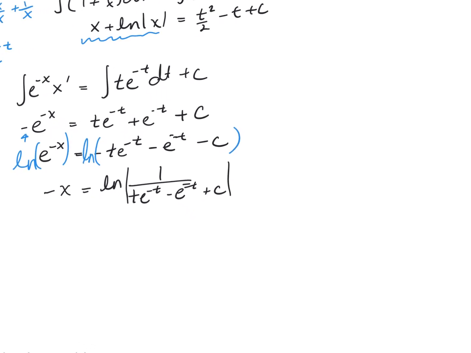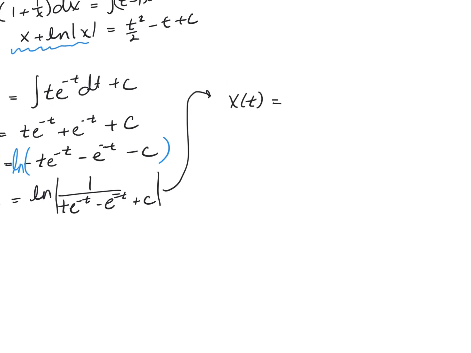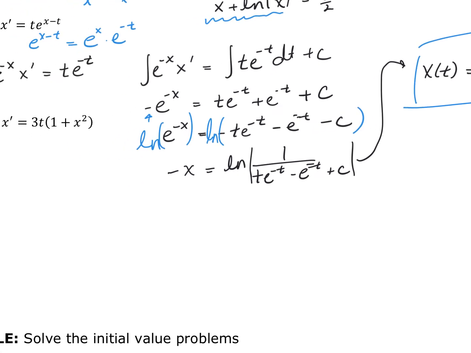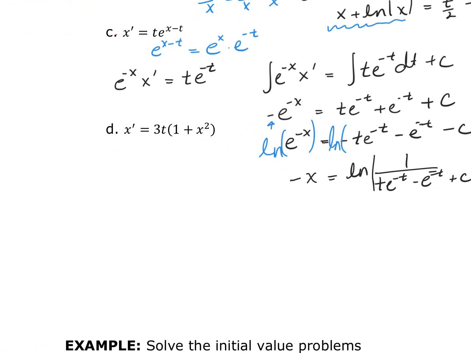And so I can solve for this one explicitly, and so I'm going to divide everything by a negative again. And so I'm going to have x of t, or just x, if you will, is equal to the natural log of the absolute value of 1 over t e raised to the negative t plus e raised to the negative t plus c. And that's my answer, and that's one I can solve explicitly. So it's the first time I was able to solve this explicitly. Let's take a look at my next example here.